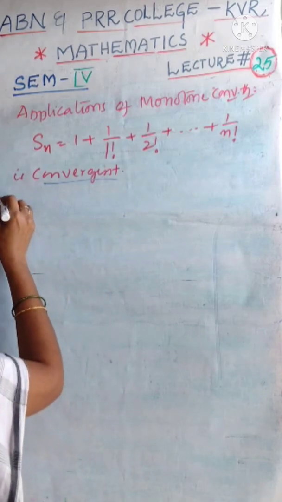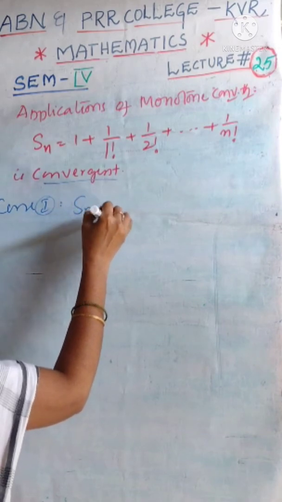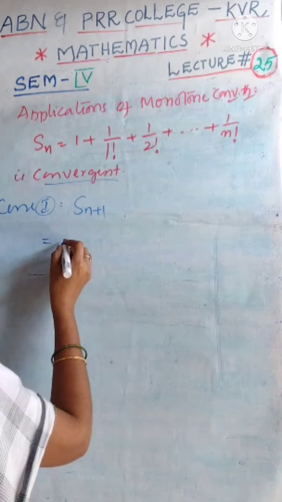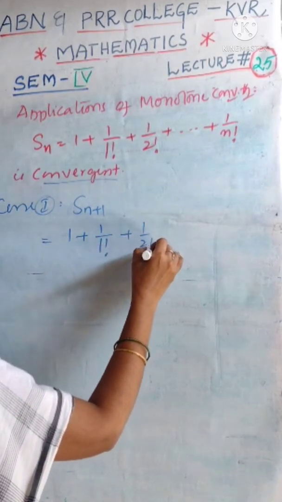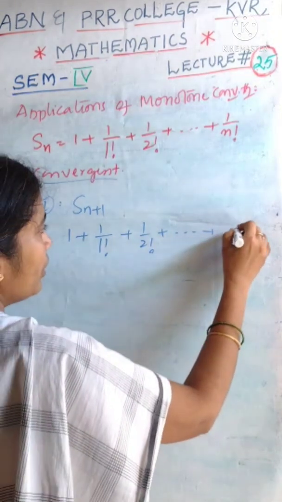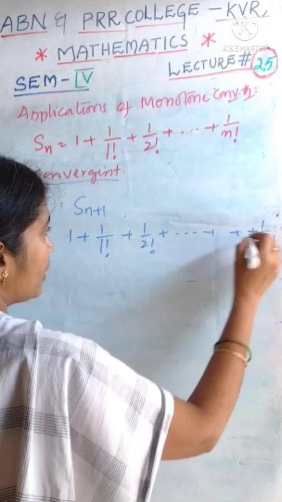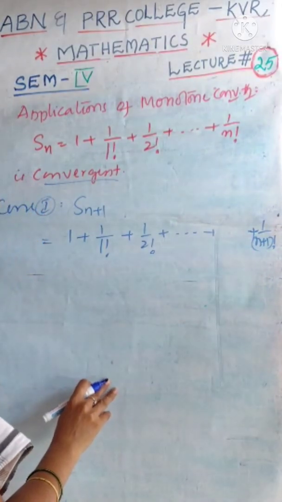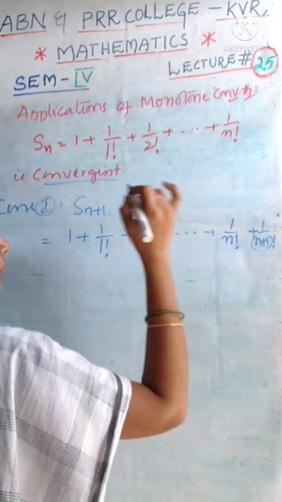For this, first case, let us consider the consecutive term of the given sequence. What is this value? 1 plus 1 by 1 factorial plus 1 by 2 factorial plus and so on 1 by n plus 1 factorial. It is obtained by replacing n by n plus 1. What is the before term? It is the 1 by n factorial.